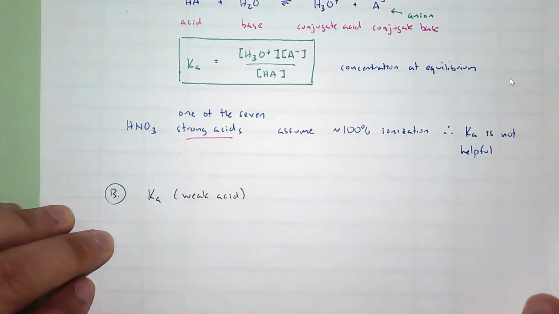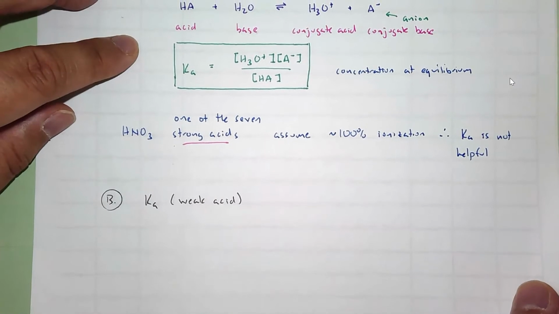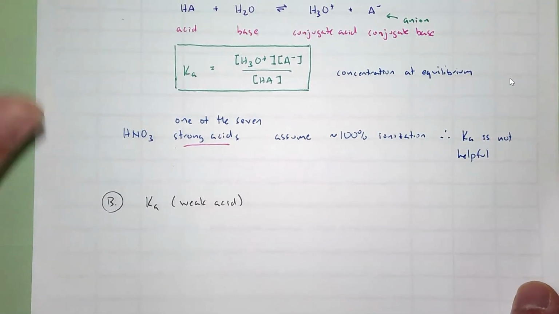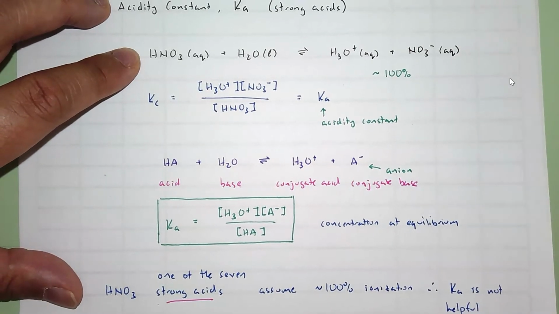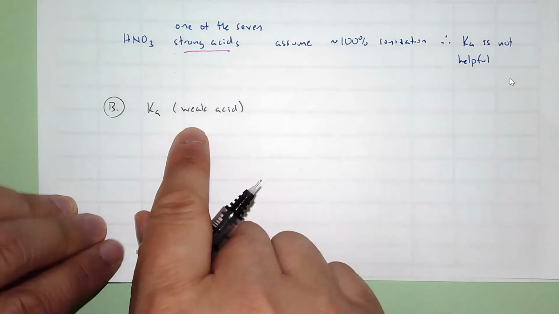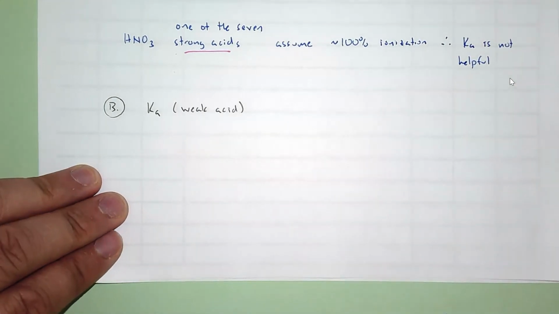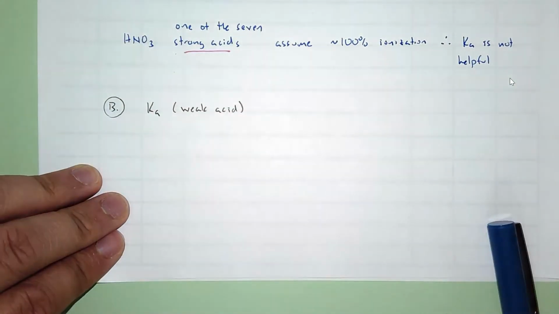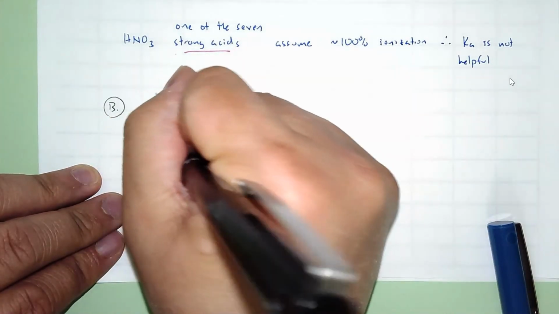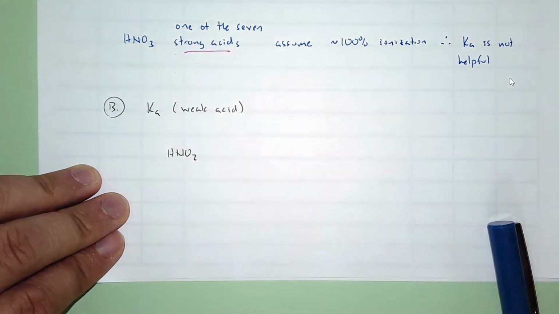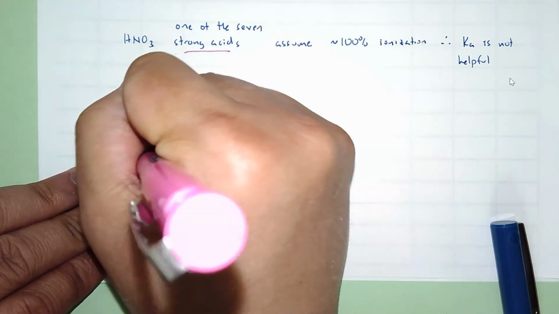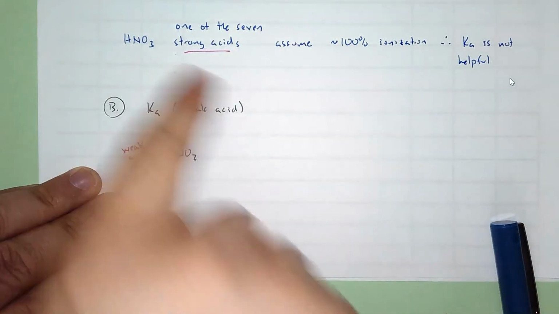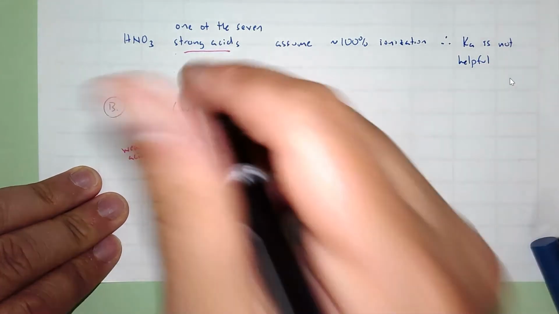If you look up the Ka for nitric acid, I don't think you're going to get a number, or they're going to leave it blank. But we can get Kas for weak acids, and I'm going to choose a weak acid that's very similar, HNO2. HNO2 is a weak acid. Okay, HNO3 is a strong acid. HNO2 is a weak acid.